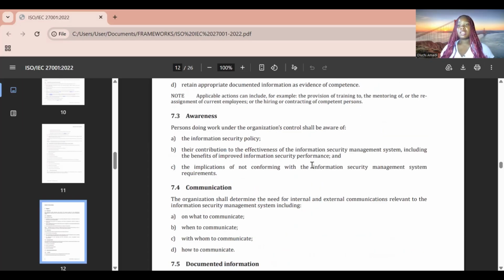And we have 7.3, which has to do with awareness. Here, the objective of 7.3 is that you have to make sure that all employees are aware of the information security policy. They must know their roles and responsibilities in information security management, and they must also know the importance of non-compliance to any of these policies during information security management or after that.